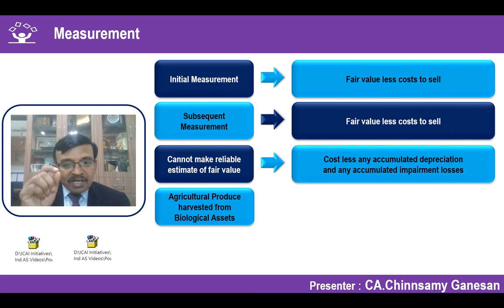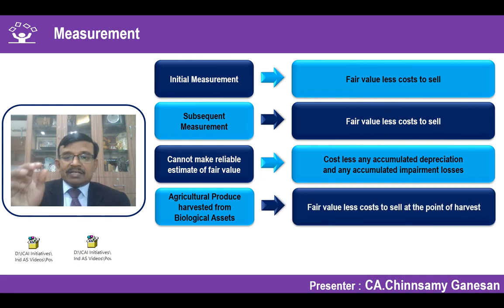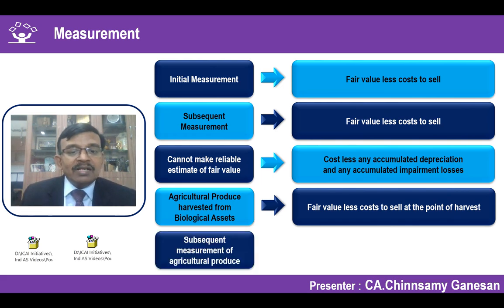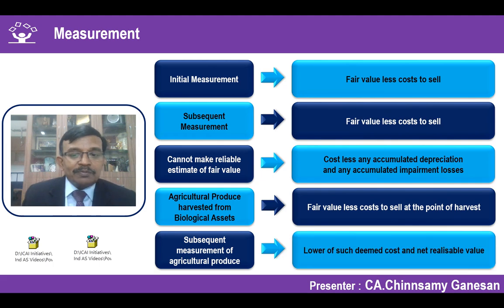Agricultural produce which is harvested from a biological asset, at the point of harvest, the fair value less cost to sell will be the value attributed to the agricultural produce. That becomes a deemed cost for Ind AS 2. This is what you have to consider. Now, subsequent measurement of the agricultural produce goes to Ind AS 2. In Ind AS 2, deemed cost is the fair value less cost to sell at the point of harvest. And what is our net realizable value?